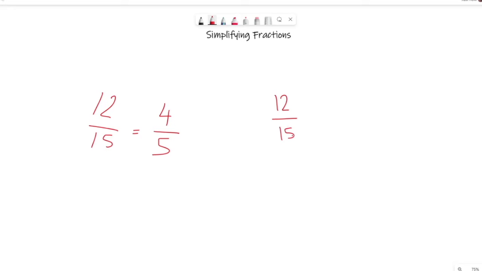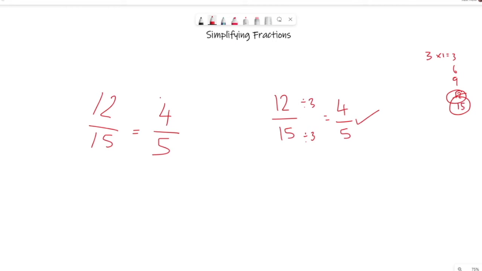Do they both come in the same timetable? So if you think, they both go in the table of 3. If you see the table of 3, 3 times 1 is 3, 3 times 2 is 6, 3 times 3 is 9, 12, 15, you see. So we divide both of these by 3. So 12 divided by 3 gives you 4, 15 divided by 3 gives you 5, and this is the final answer. Are you getting it?